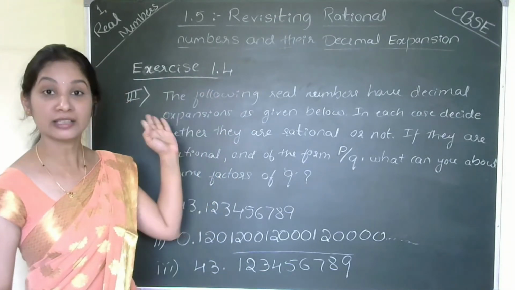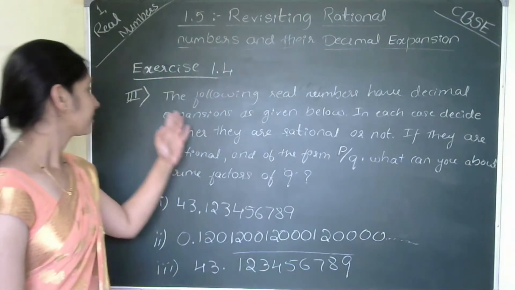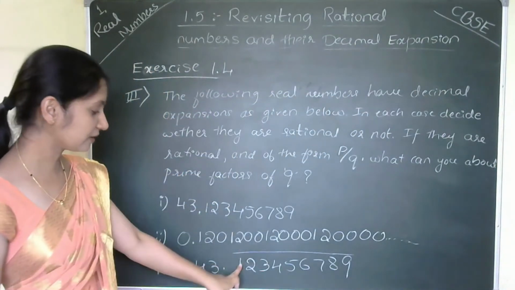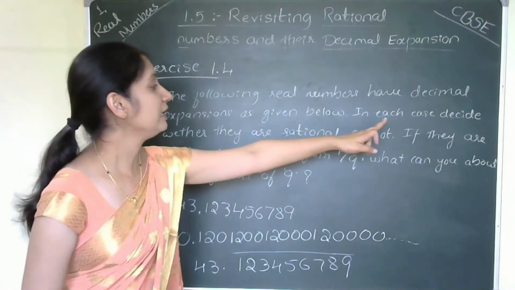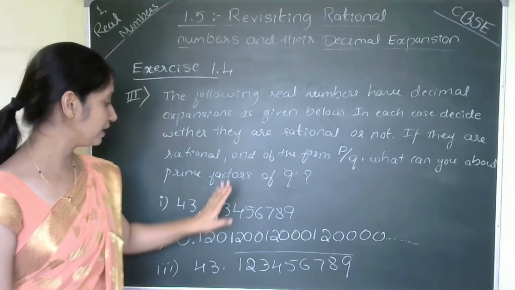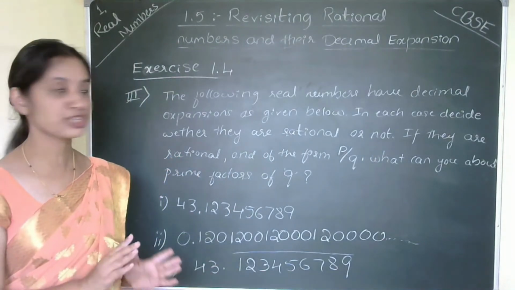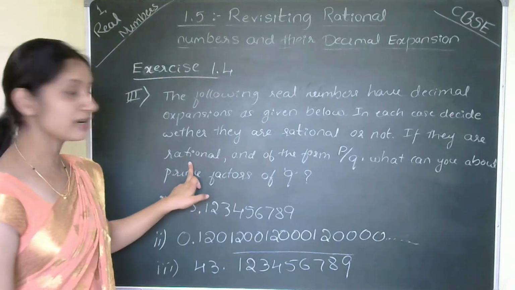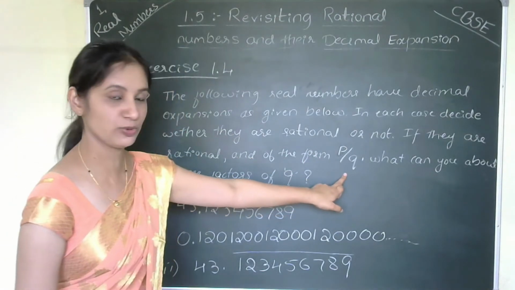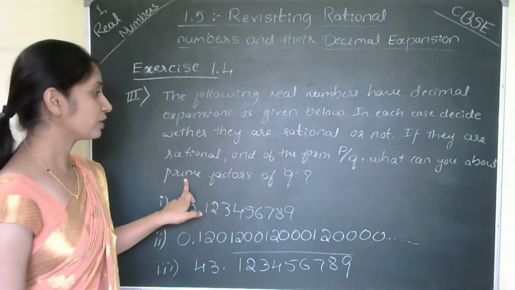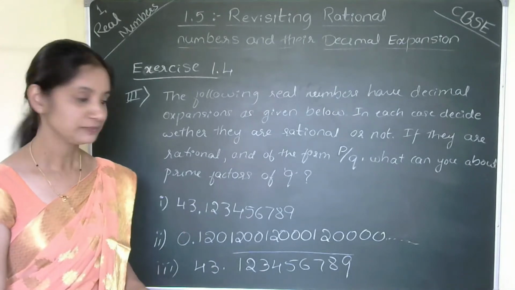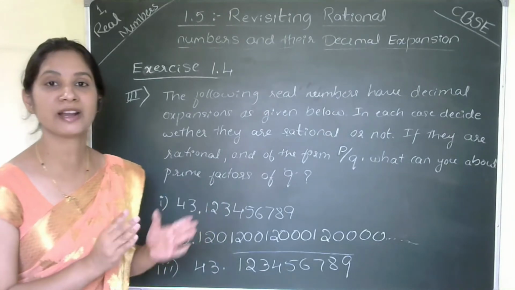Now we are taking the third main, which says that the following real numbers have decimal expansions. These are the numbers they have given. In each case, decide whether they are rational or not. If they are rational and of the form p by q, what can you decide about the prime factors of q? What is your decision about the prime factorization of q?